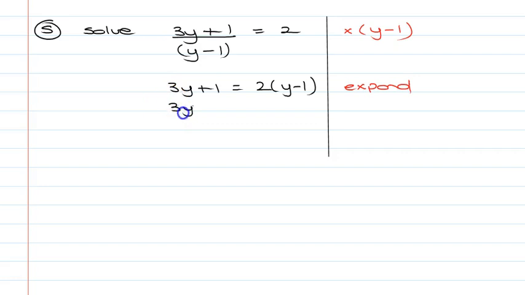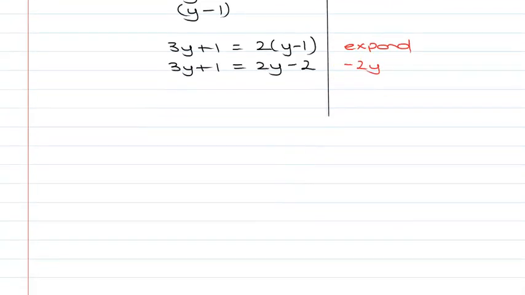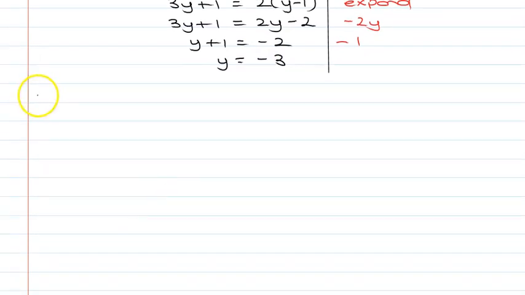On the left, I've still got 3y plus 1, and on the right, I've got 2y minus 2. Now I've got y's on both sides, so I'm just going to look for the smaller y term, which is the 2y, and I'm going to subtract 2y from both sides, leaving me with y plus 1 on the left, and just negative 2 on the right. Then I'm going to deal with this plus 1 by subtracting 1 from both sides, leaving me with y on the left, minus 2 take 1 is minus 3. And that's the answer.